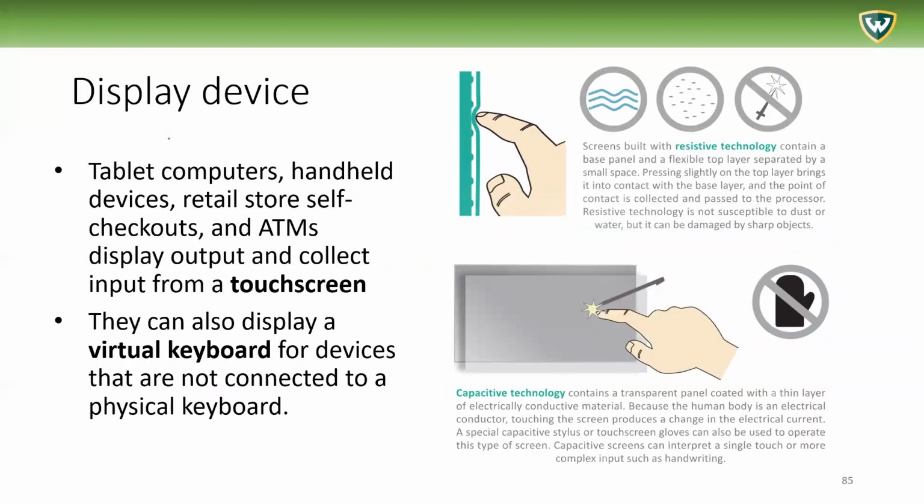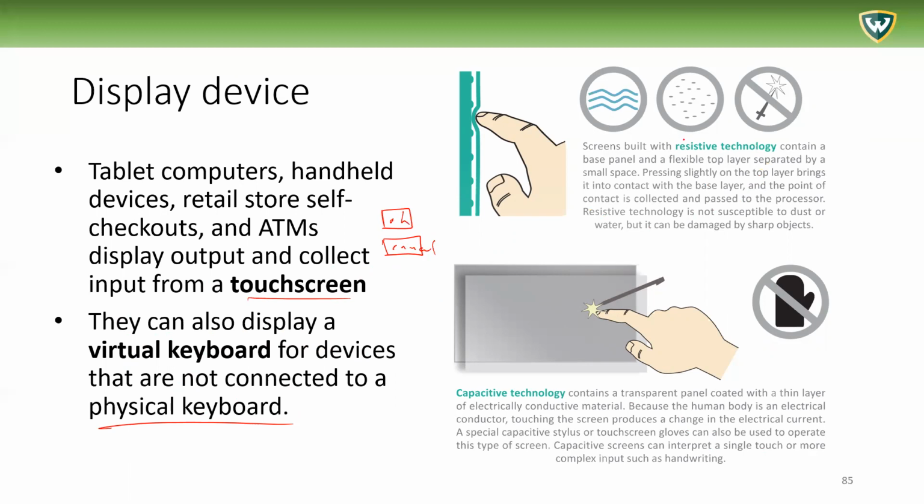A little bit more on display devices. So just some representation here of two kinds of touch screen technologies. Tablet computers, handheld devices, retail stores, self-checkouts, and ATMs display output and collect input from a touch screen. So this is very common. The screens are not just output, they're input as well. And they can also display a virtual keyboard or virtual buttons, right? You see the button there on the screen itself, okay or cancel, not connected to a physical keyboard. So sometimes they'll have the physical keyboard, sometimes they'll display it on the screen itself.